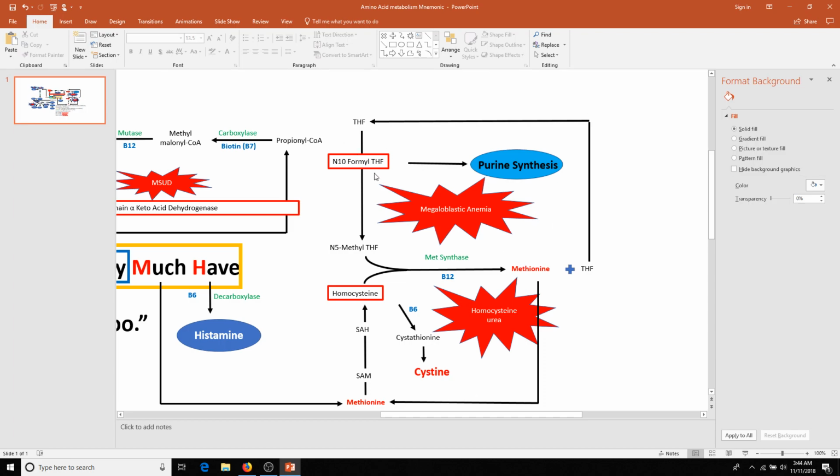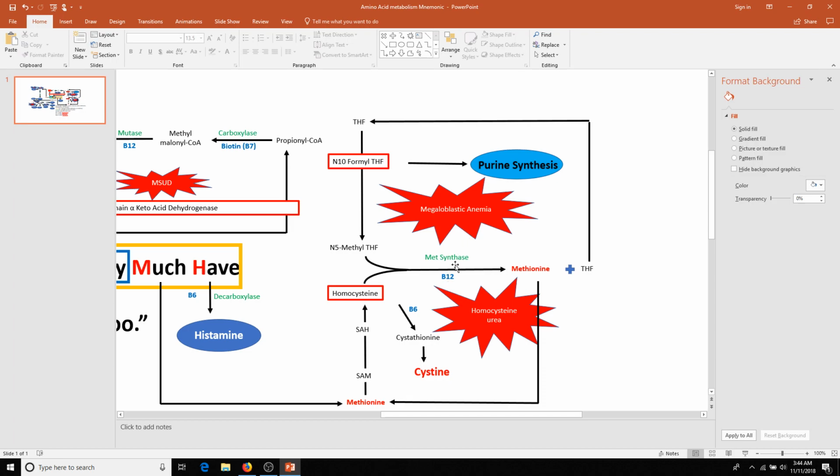And part of the time we'll make N10, and this will get used in the other pathway. Also homocysteine can be turned into cysteine down here. So that's what I'm using this whole cycle for, to fuel my purine synthesis and making cysteine.